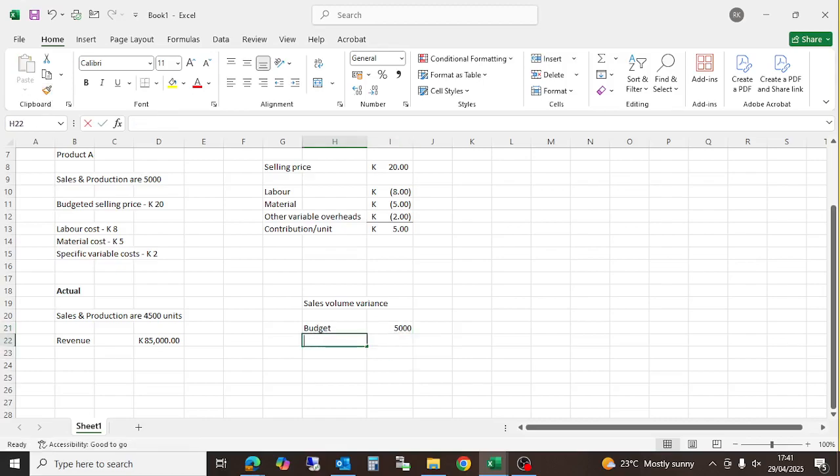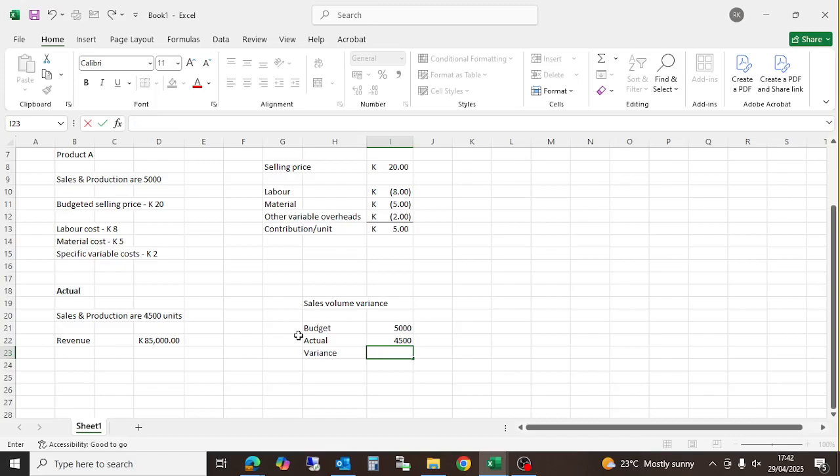Okay, and then we bring in our actual units, 4,500. So if we were to compare the two to find our variance, we'll notice that we actually sold less than we budgeted. We budgeted to sell 5,000 units, and we unfortunately sold 4,500 units.